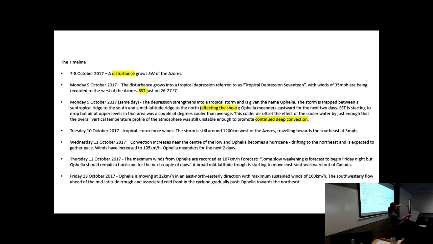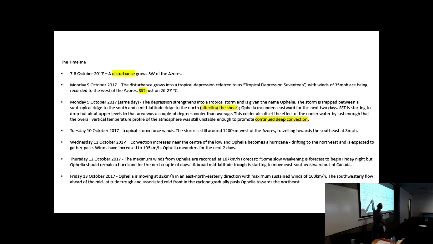Because it's sitting between two ridges, that's affecting the shear, so it's not moving too fast away from its area. It's kind of trapped there, and it becomes a deep convection. Although the water was coolish for a hurricane, higher up, the air was even cooler. So you have moderately warm ocean water, but very cold air sitting above it. So a temperature gradient, which means that air wants to move from that hot ocean water up to the cold area. So there's something there to keep it moving.